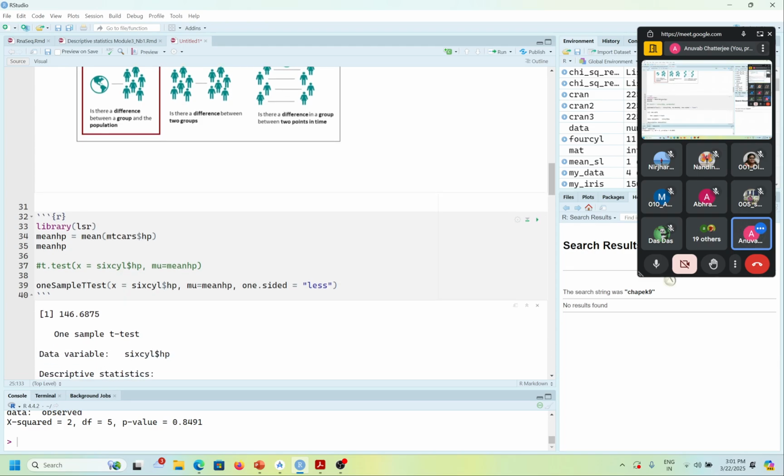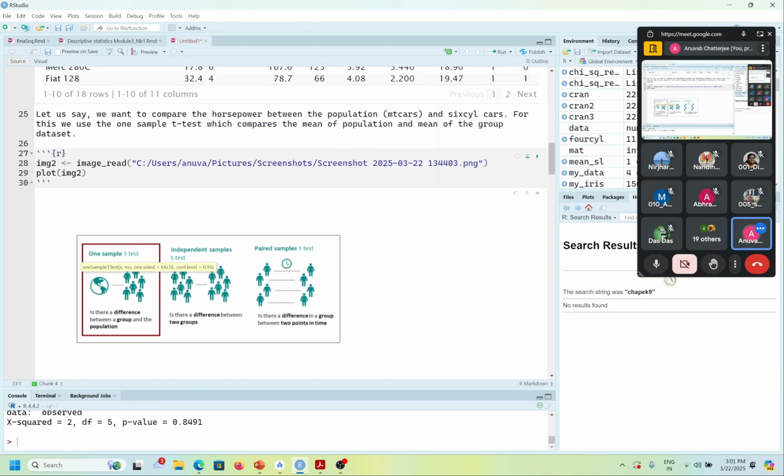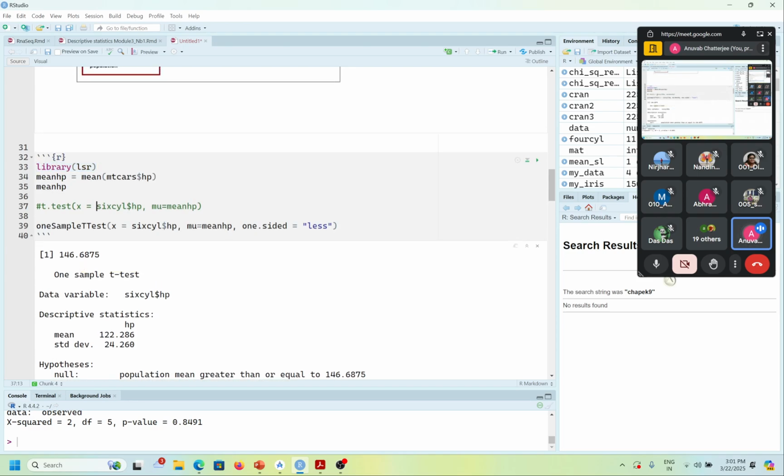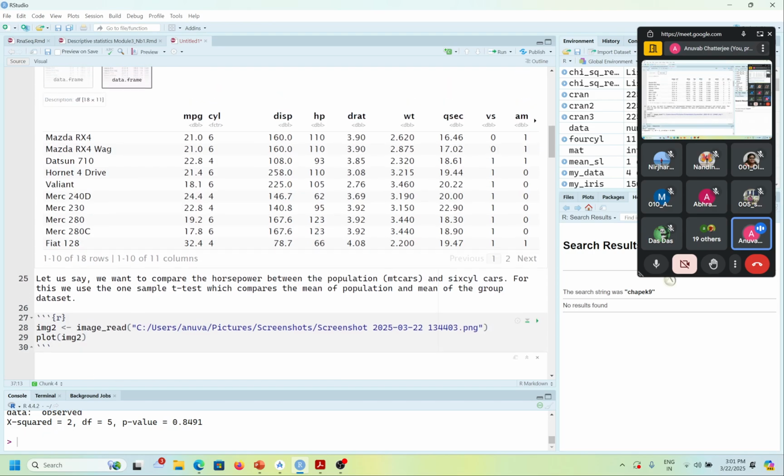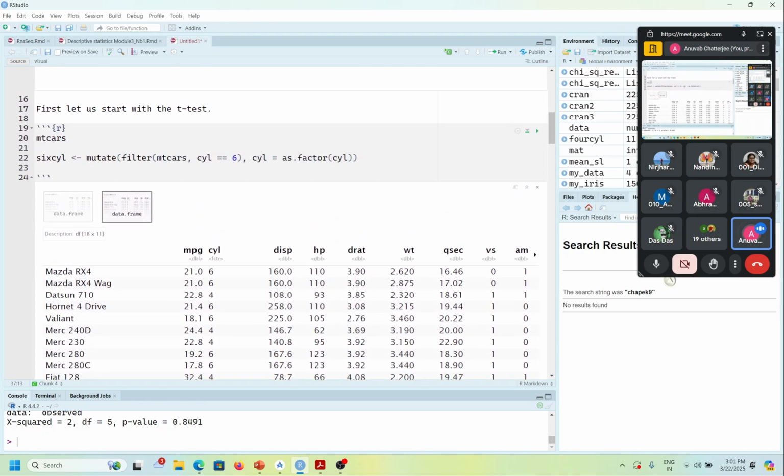To run the t-test, we will first have to load a library called LSR. So library LSR, and the t-test function only takes factors. If you remember from the second last class that we did, factors are variables which have essentially categorical data. So you cannot do maths with them, so you can't add two factors together. They essentially are like heads and tails. So first thing we will do is change the cylinder column of mtcars to a factor.